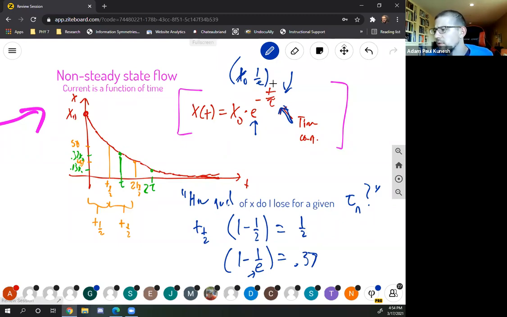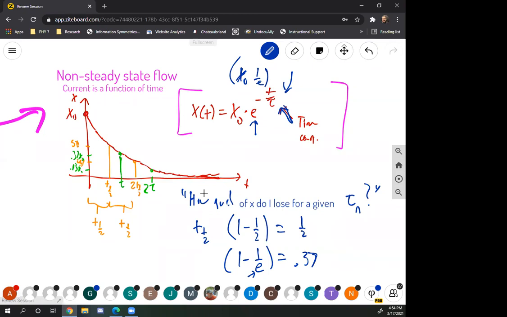Similarly, when t equals t1/2, we've gone halfway to our equilibrium value, halfway to whatever we're decaying to. Does that help a little bit, or is it kind of still iffy? Yeah, I think it's good. Thank you. Okay, sure thing.